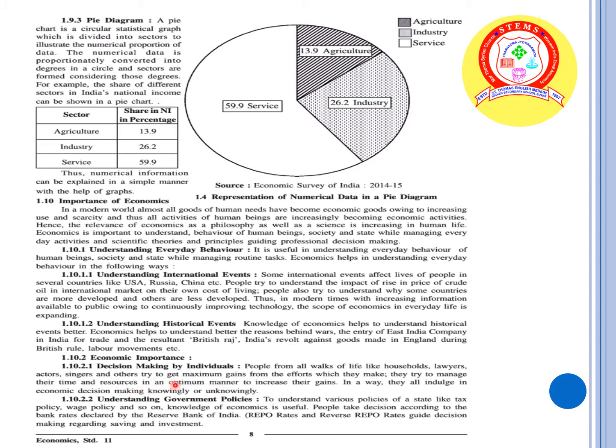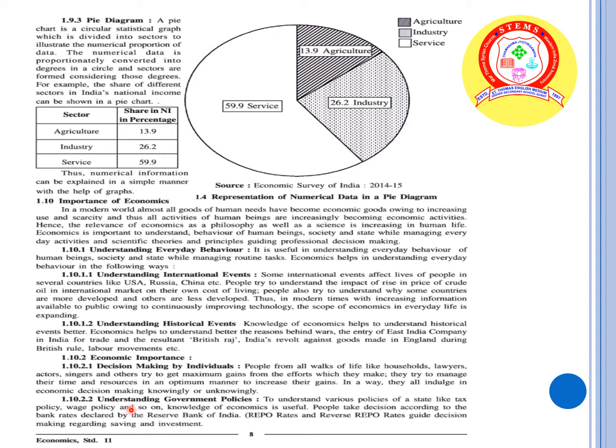They manage their resources in the optimum manner. They increase their efficiency in order to increase their gains. In a way, they all indulge in economic decisions. By increasing their gains, they are also contributing to the economy. So indirectly or directly, they are indulged in economic decision making, knowingly or unknowingly. As I said, indirectly or directly, this is one and the same.